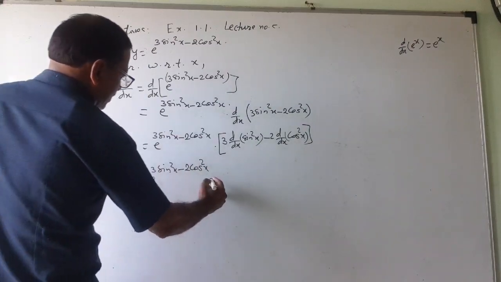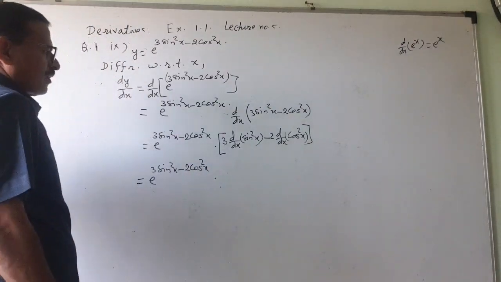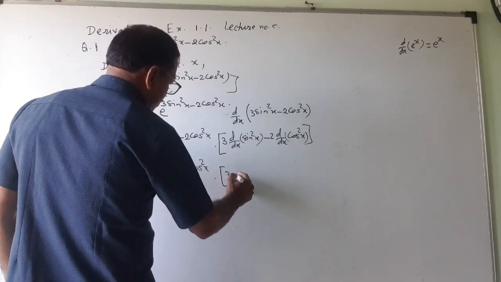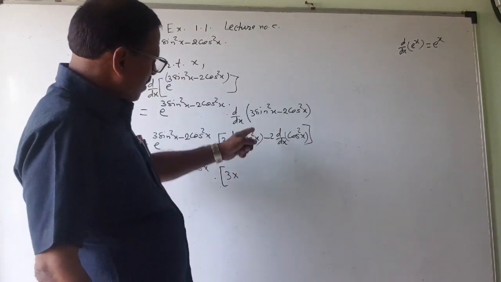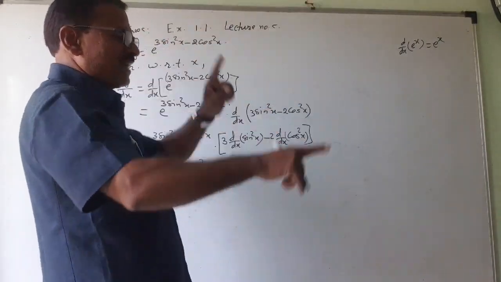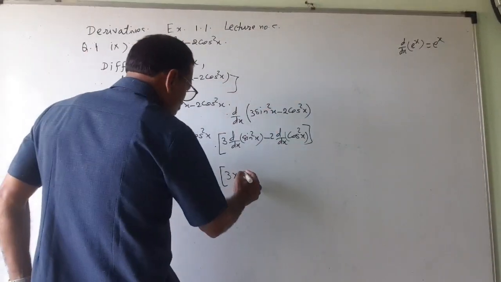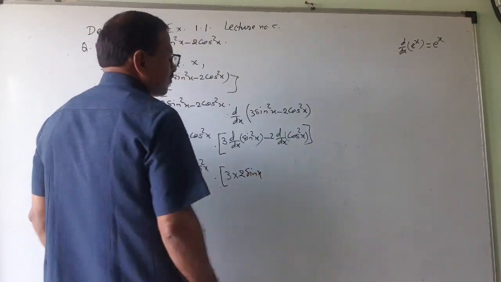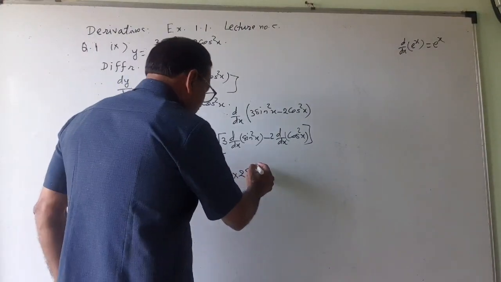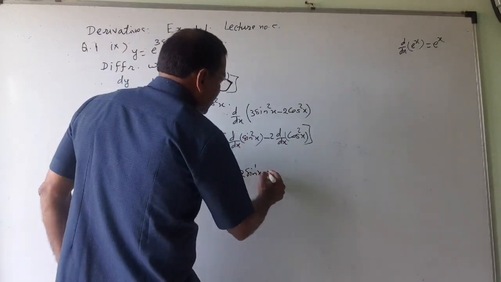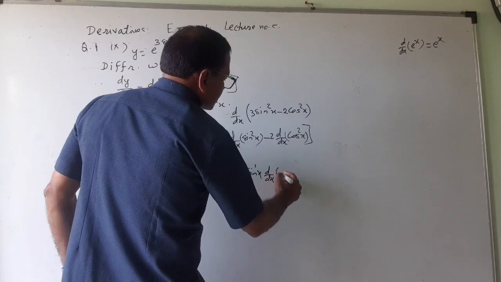This is the index into 3 into, here also the power function first, sin square. Power function means x raised to n. So 2 sin x, the power will come down, now 1. Again the derivative of sin x, d by dx of sin x.